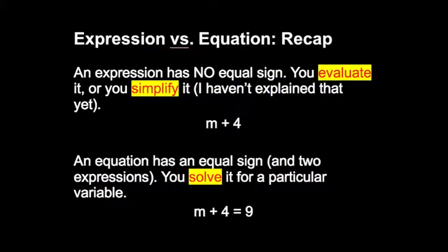Expression versus equation recap. An expression has no equal sign. You evaluate it or you simplify it. I haven't explained that yet. M plus 4. An equation has an equal sign and two expressions. You solve it for a particular variable. M plus 4 equals 9. That's the equation, and you solve it for M to find out what M is equal to.